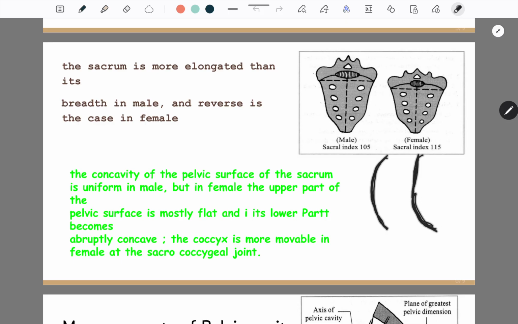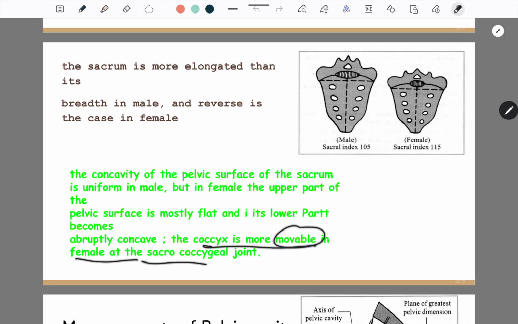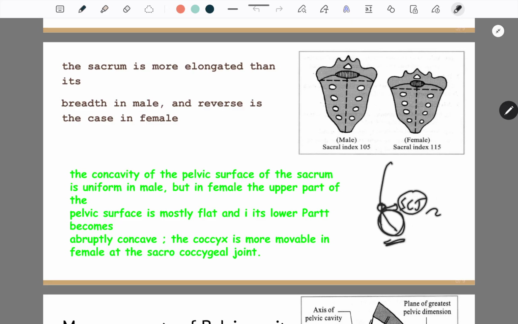This makes the coccyx freely movable. This coccyx is freely movable in female. That they have said. The coccyx is more movable in female at the sacrococcygeal joint. This is the sacrum, the coccyx. This is the joint, the sacrococcygeal joint. The coccyx is more movable in female.